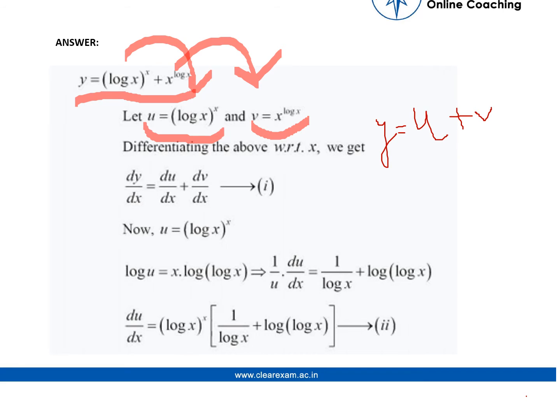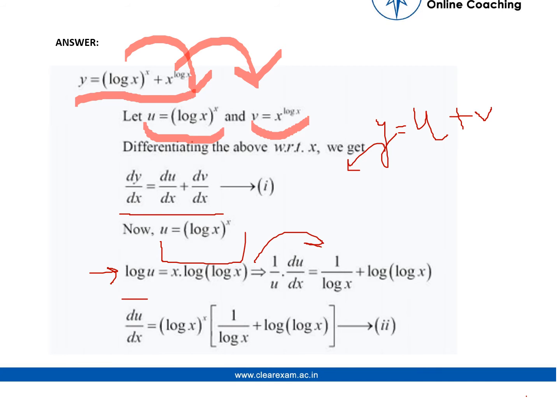From here, if we start differentiating with respect to x, we'll get our first equation, which is dy by dx equals du by dx plus dv by dx. Now we already know that our u is (log x)^x. We're just taking log on both the sides. We'll get log u equals x dot log of log x. Here we have taken the log because log is quite easy to differentiate and it cuts out easily.